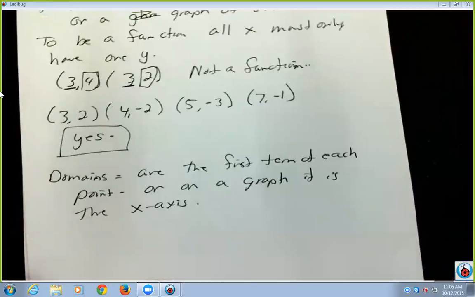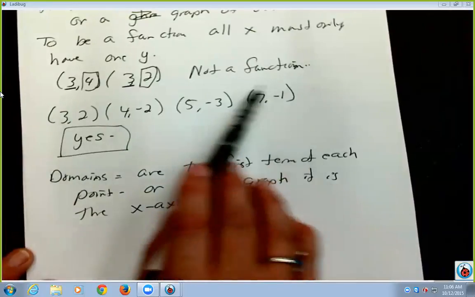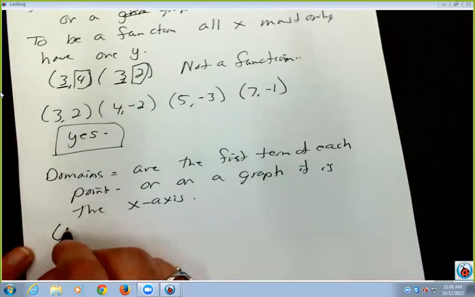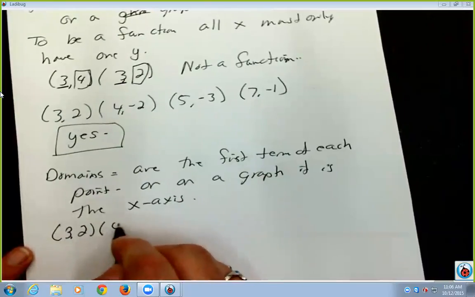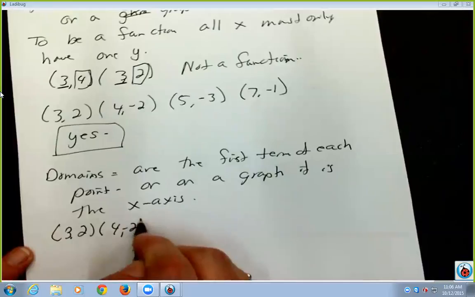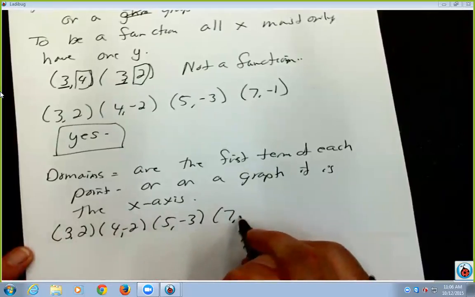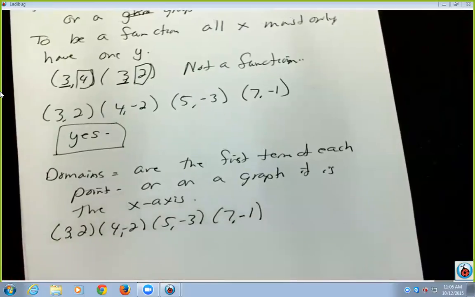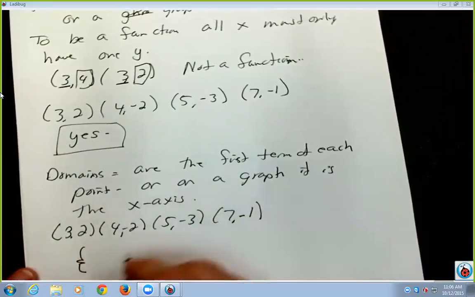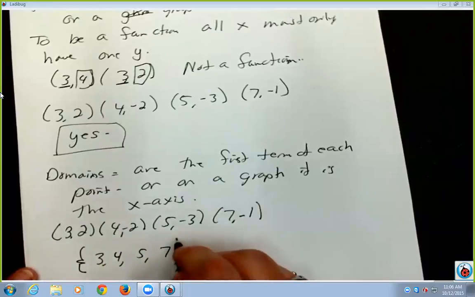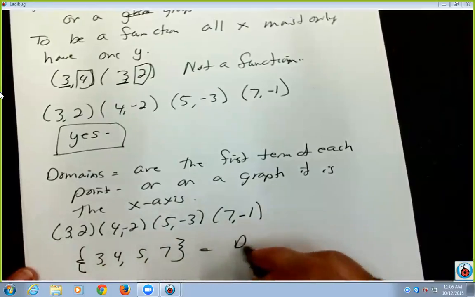So what would be my domain of this list of points? If I had 3, 2, 4, -2, 5, -3, and 7, -1, what would its domain be? And we list that in set form. So I want braces. I'm going to list every x that I have within my points to be my domain.